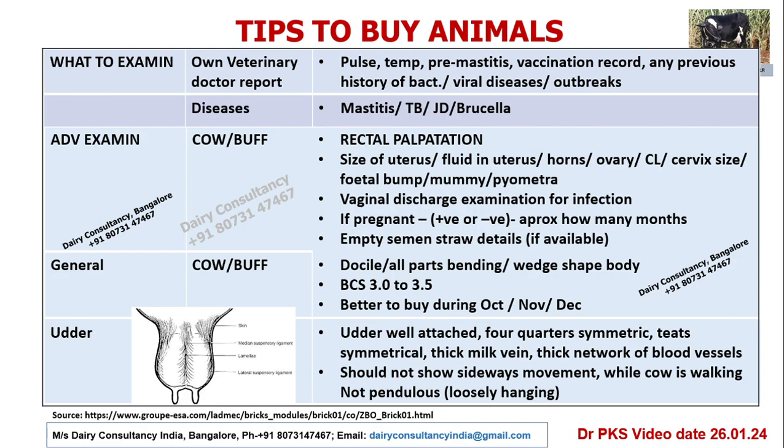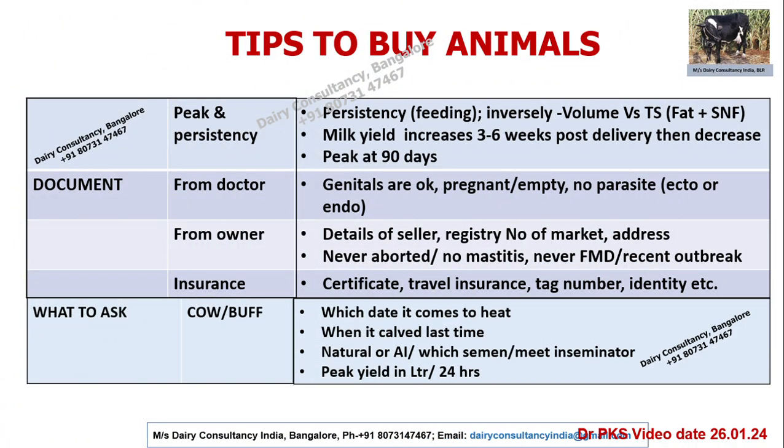The udder is also supplied with a lot of network of blood vessels. This animal will give you good milk, and should not show any sideways movement. When the animal moves, the udder should not be swinging from left to right. Tips to buy the animal. Next slide comes, see the third one.